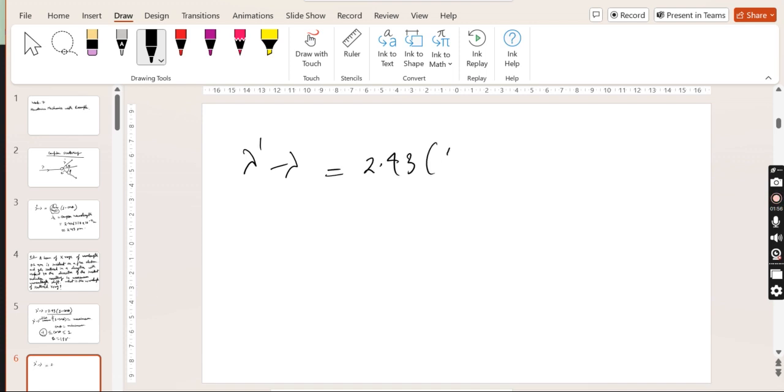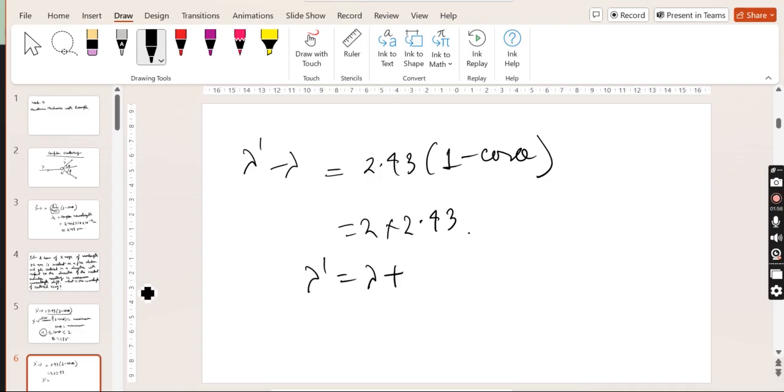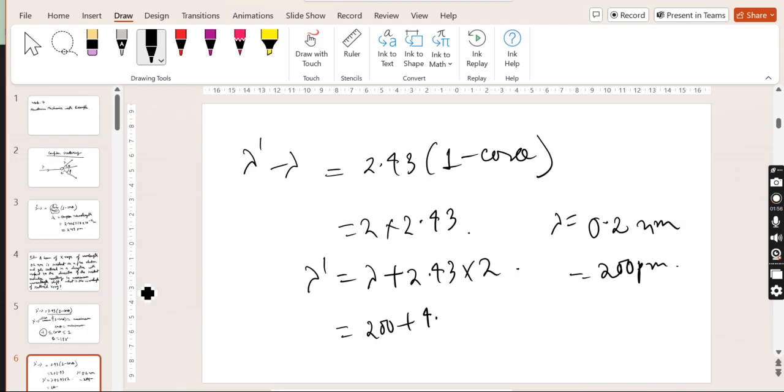We know lambda dash minus lambda is 2.43 times (1 minus cos theta). So this is 2 into 2.43. So lambda dash will be lambda plus 2.43 into 2. Lambda is equal to 0.2 nanometers, so that is 200 picometer. So 200 plus 4.86, that will be 204.86 picometer, that is 0.20486 nanometer.